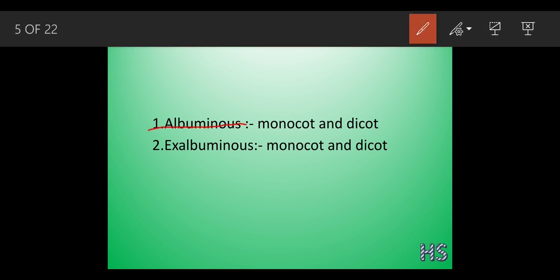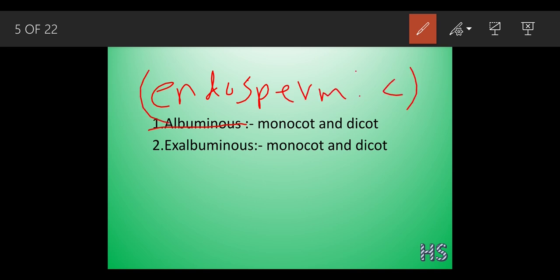What do you mean by albuminous first? The word albuminous means endospermic, meaning with nourishments. Suppose I take an example of a maize. I'm just going to draw it for you. If you look at the seeds of maize, suppose this is the seed part. Inside the seed part there is a cotyledon. What is the function of the cotyledon? The function of the cotyledon is to store the food.